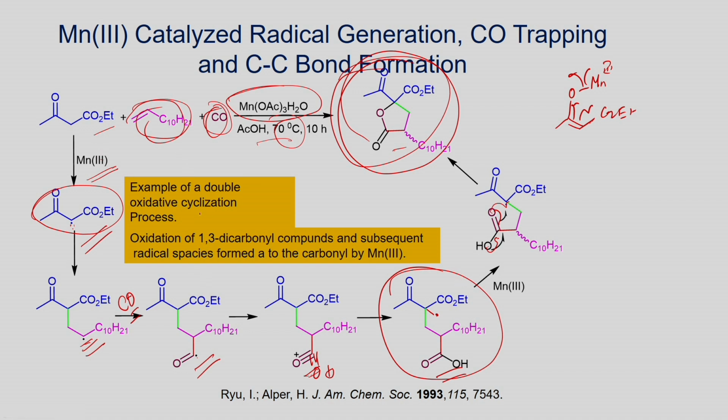When you have the beta keto ester and this condition, acetic acid and then manganese acetate, you can form the radical, and this radical can be further utilized for the addition reaction. What you do here: first you do addition with alkene followed by carbon monoxide, you get this radical, and once you have this intermediate, you have another CH bond, which in the presence of manganese 3 can be converted to the radical. This radical can undergo further reaction with this one. In this way you will be able to make this lactone as the product via radical pathway.